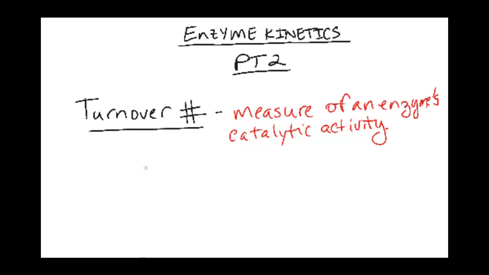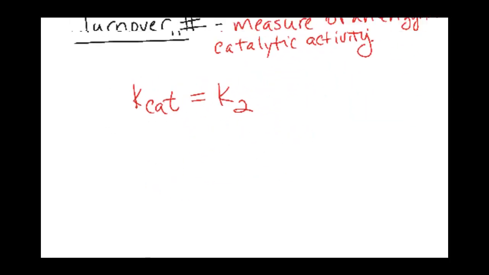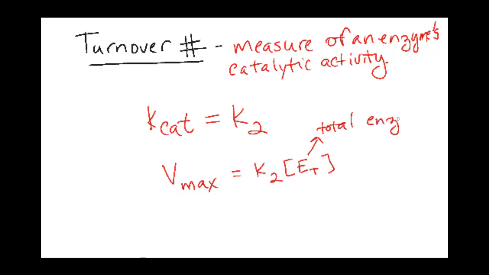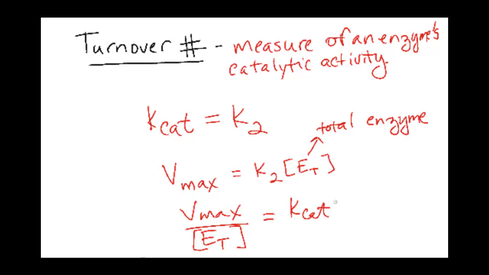So in essence, the symbol for a turnover number is kcat, and that's going to be K2. So if you remember the equation, Vmax equals K2 times the total enzyme concentration. That's known. Then we can solve for K2 or kcat and get Vmax over enzyme total concentration. Okay?